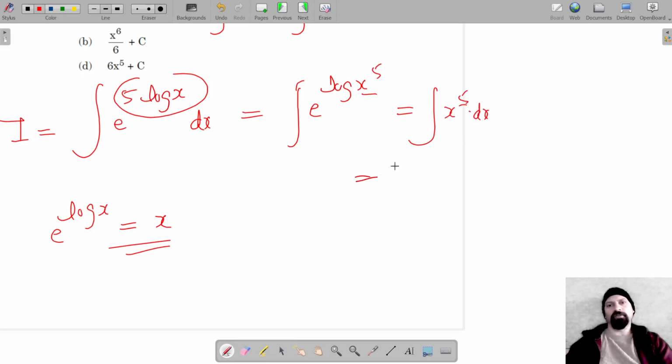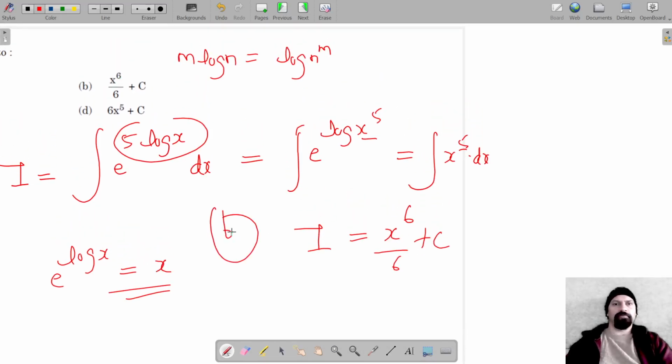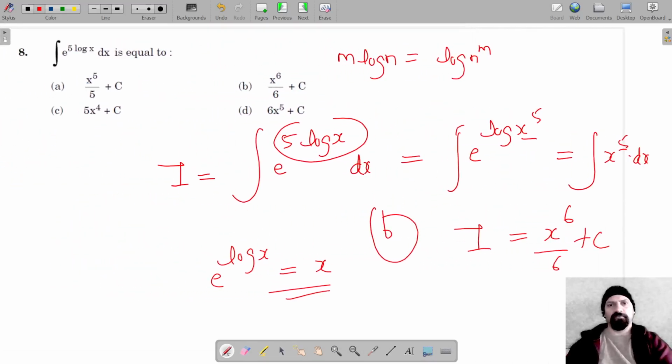Now it's easy to integrate x raised to power 5. We can use the formula x raised to power n plus 1 over n plus 1. So this becomes x raised to power 6 over 6. So this is our integration, which is option B. So B is the correct answer for this one.